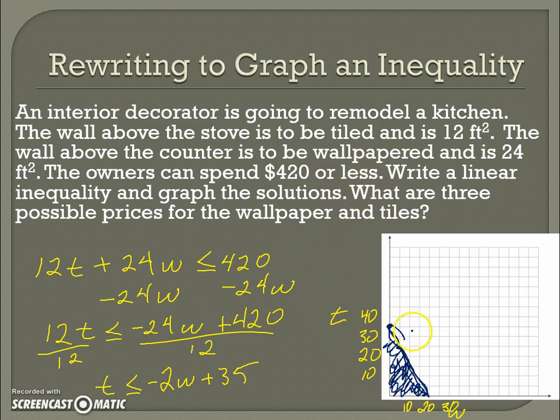It says, what are 3 possible prices? It doesn't matter. You could pay something that's right here. It could be 10 and 10. You could pick 20. You could pick $5 for tiles. You could pick $20. You're just picking 3 ordered pairs in the shaded part. And that's all you're doing on this one. All right, so pick 3 ordered pairs. I'm not going to pick them for you.